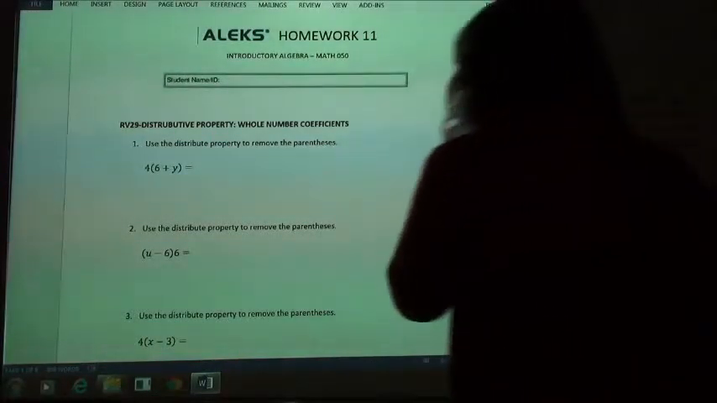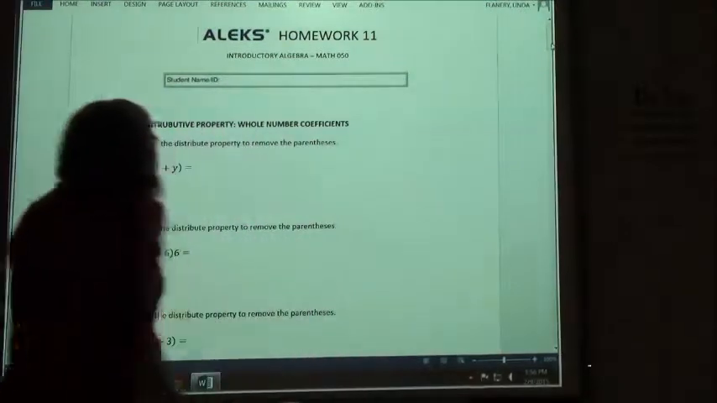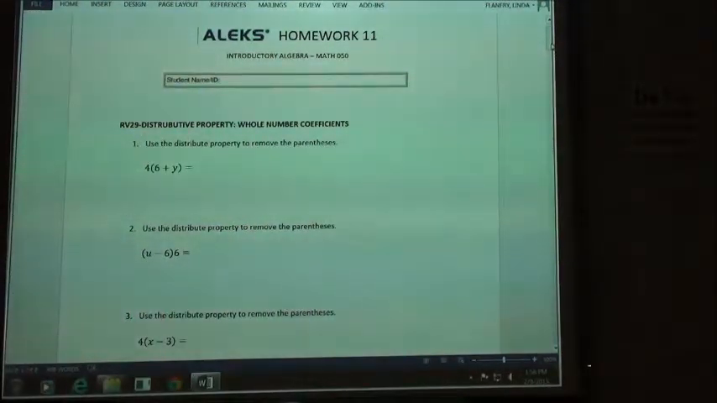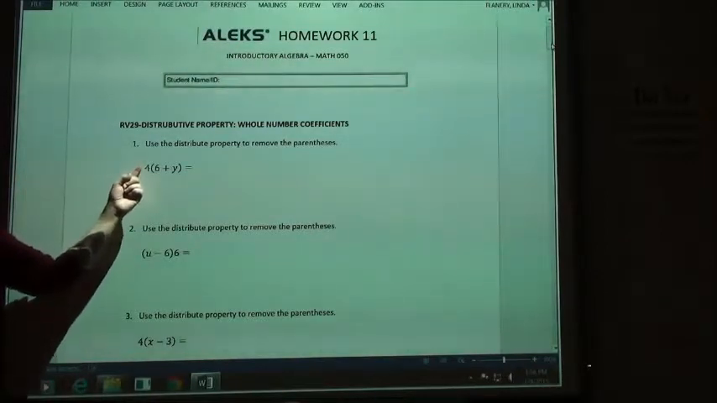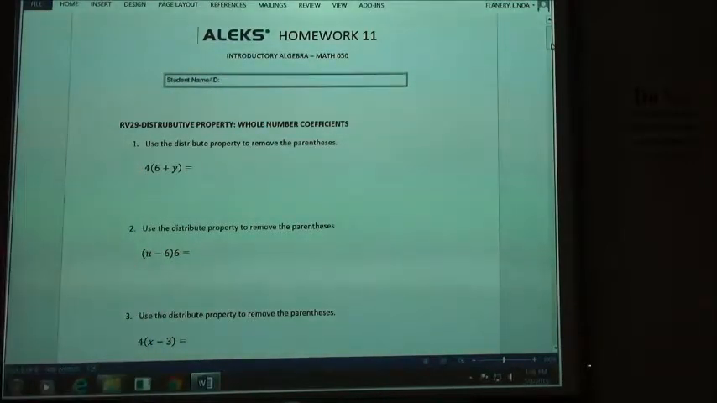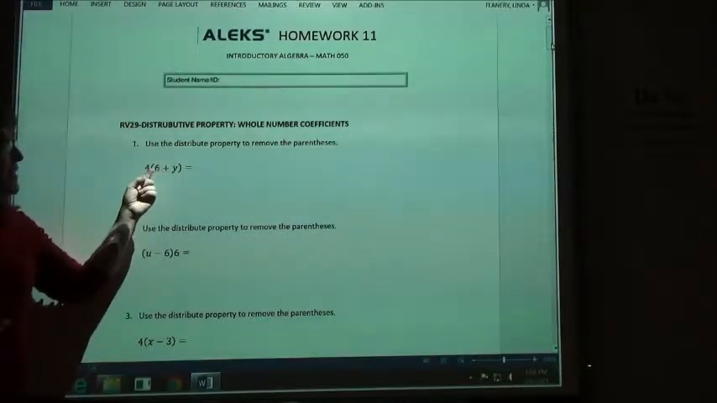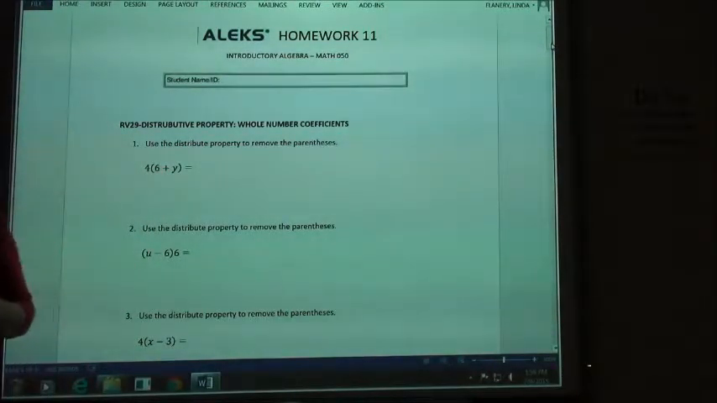All right, introductory algebra homework 11 starts off using the distributive property, whole number coefficients. So we're going to have a nice whole number either in front or behind. And the distributive property is basically a multiplication. When you can't combine the terms inside the parentheses, you have to use the distributive property to remove them.